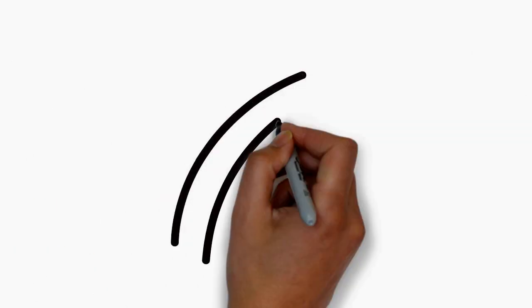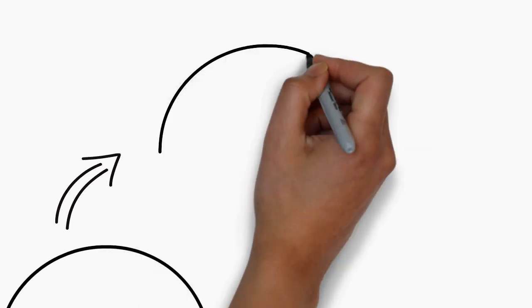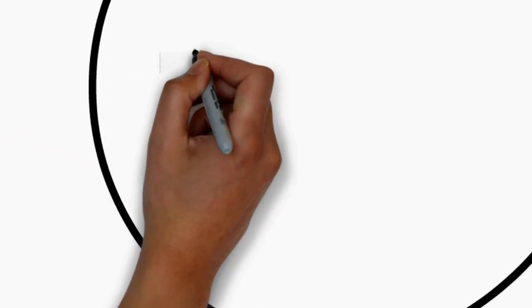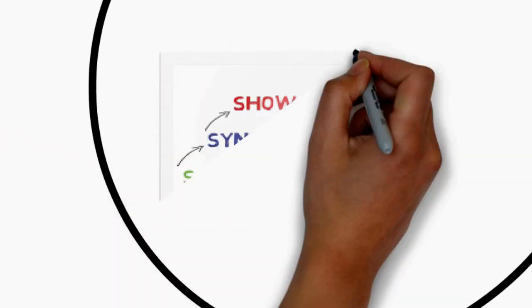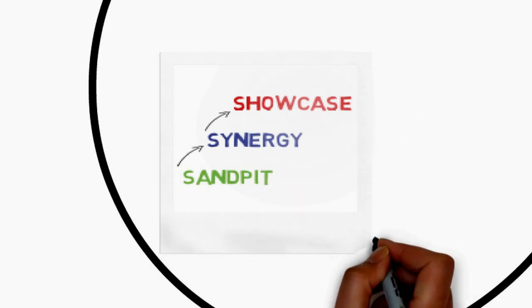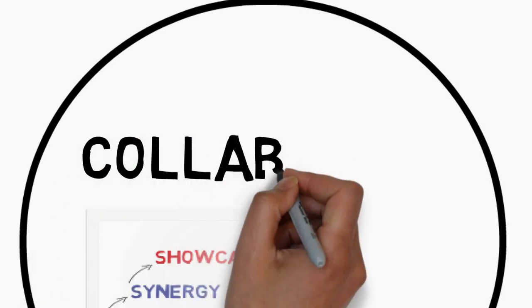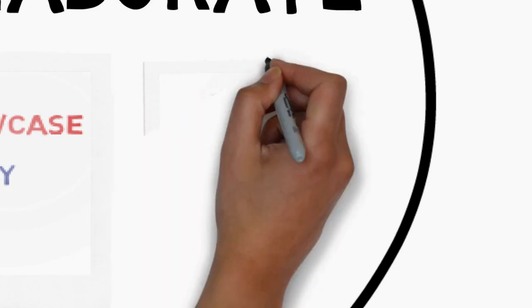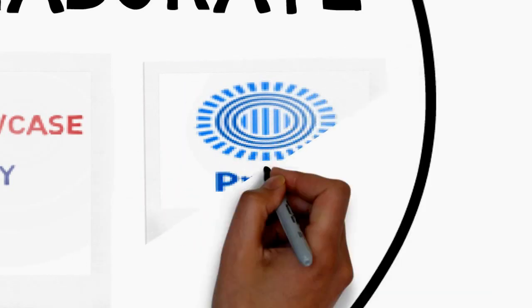The second block will be the area of collaboration. We will follow the same principle of having a sandpit as the first tutorial, to be followed by synergy, the second tutorial, and a third tutorial showcase. Again, the skill in this second block would be to collaborate, and the learning platform that the students will be using will be Prezi.